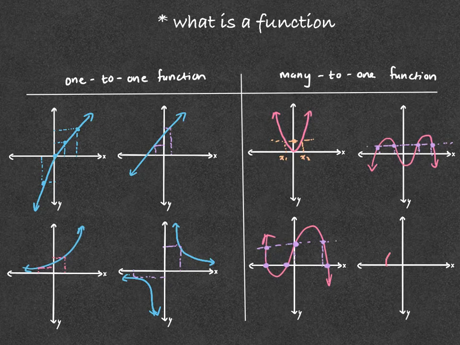So a semicircle, half a circle, would be a function as well, but a many-to-one function. For that x value and another x value somewhere else, they'll have the same y values, right? So they share the same y values. Yeah, so that's also a many-to-one function. Hopefully you understand the difference between a one-to-one function and a many-to-one function.